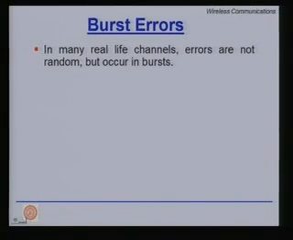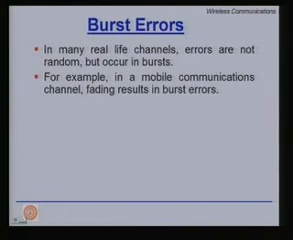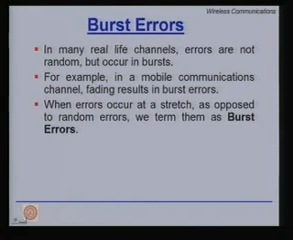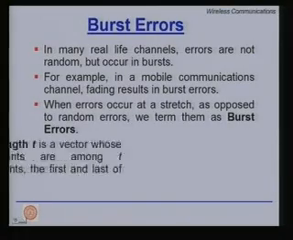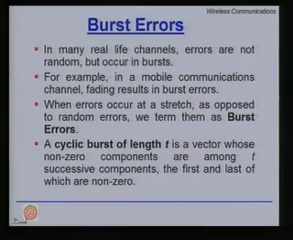In many real life channels, as we know, in wireless channels, errors are not random, but occur in bursts. For example, the mobile radio channel. When errors occur at a stretch as opposed to random errors, we call them burst errors. A cyclic burst of length t is a vector whose non-zero components are among the t successive components, but note, the first and the last of which are non-zero. So, if you say it is a burst of length t, then the first and the last elements in the error pattern should not be 0.